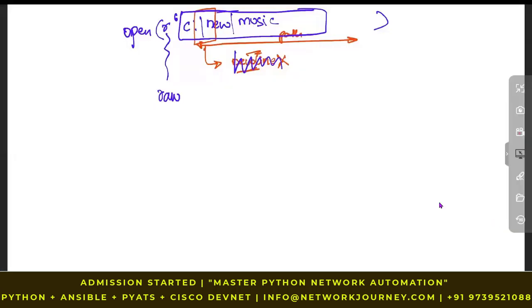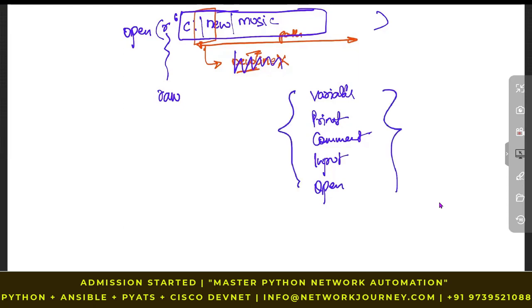So we discussed variable, we discussed print, we discussed comment, then we discussed input, and then now we discussed open. So good enough for today. Now next class we will continue with the rest of topics like data types and etc.